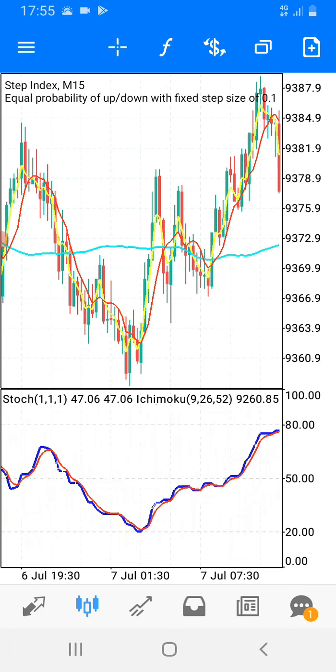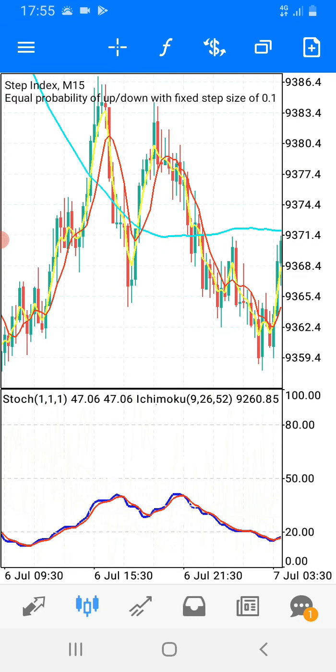So guys, use proper risk management when trading.